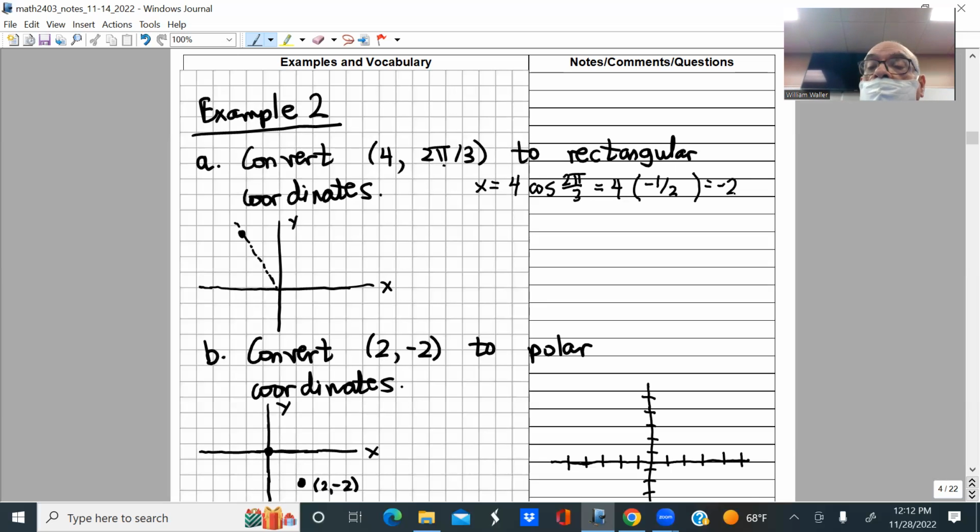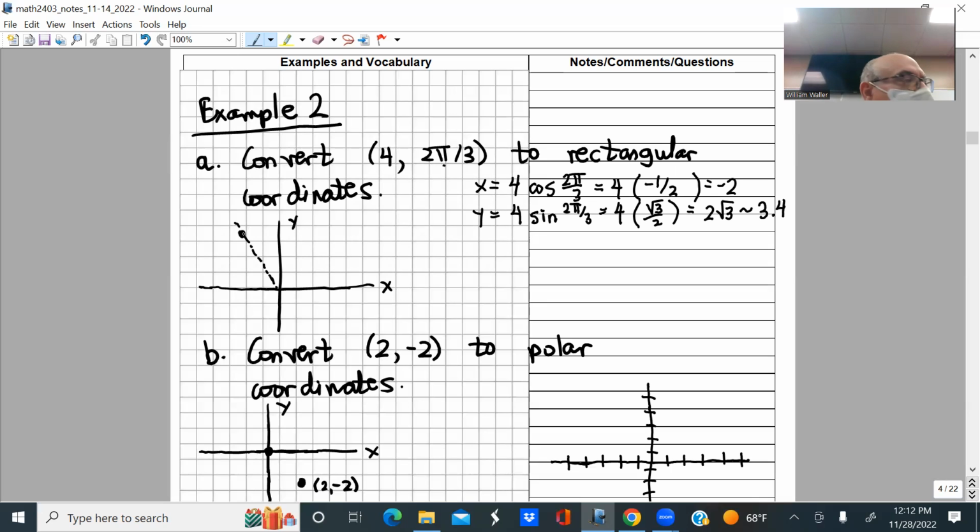So the x is -2, and the y there is 4 times the sine of 2 pi over 3, which is 4 times, well, this sine is positive, but it's the square root of 3 over 2. Is that right? Yes. And so we get 2 times the square root of 3, which is about 3.4. I think the square root of 3 is a little bit more than 1.7, so twice that would be something like 3.4.